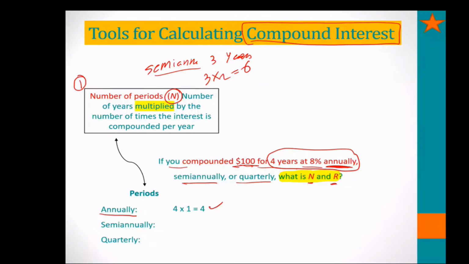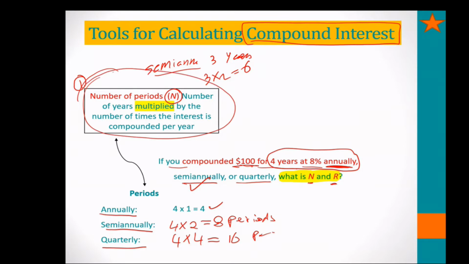If it's compounded semi-annually, 2 times a year, 4 years times 2 each year, how many periods? 4 times 2 is 8 periods. If it is quarterly, it means 4 times a year, so 4 years times 4 periods each year, 4 times 4 is 16 periods. This is the first thing to know about compound interest: the number of periods.